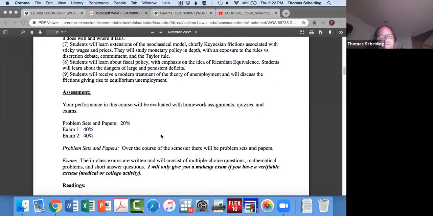Okay, so each of the exams are going to be worth 40%. Your problem sets and papers are going to be worth 20%. So there's not really any papers unless you want to do them. This would be basically our assignments would be worth 20%.